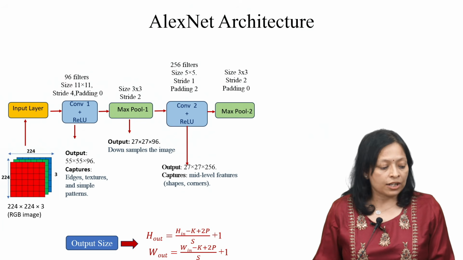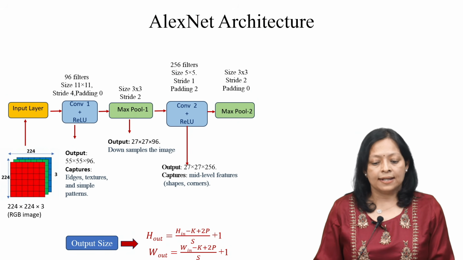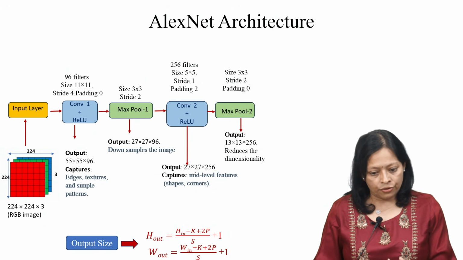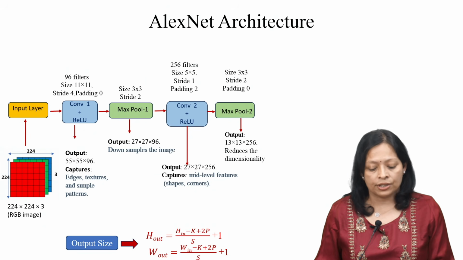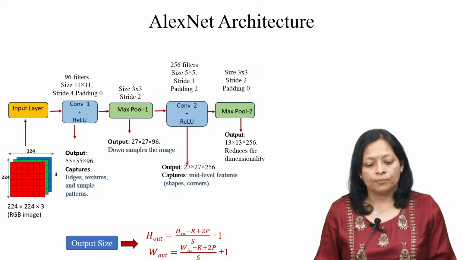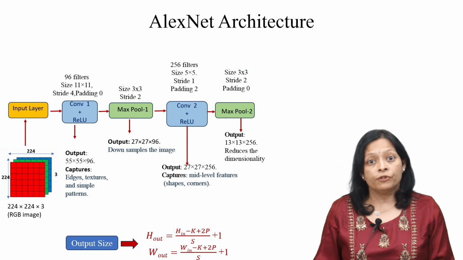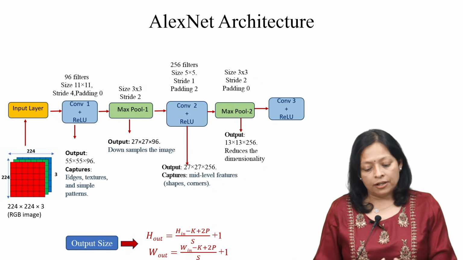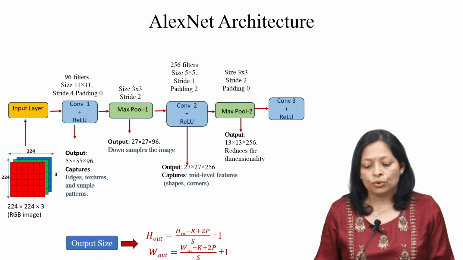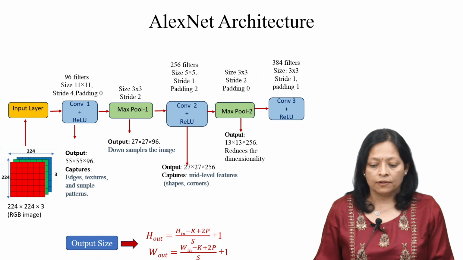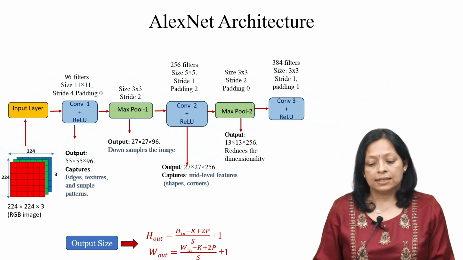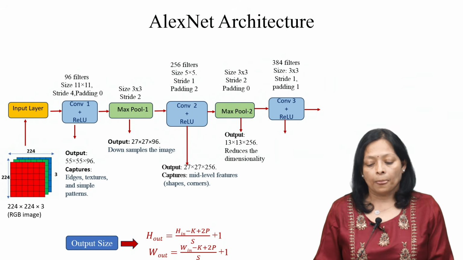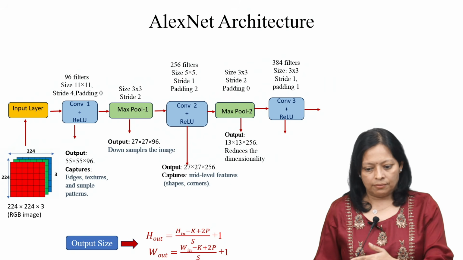This output goes to maxpool2, once again size 3 cross 3, stride 2, padding 0, and it reduces the spatial dimensions to 13 cross 13, and the number of channels is 256 because that is the number of filters in the last layer. Once again it reduces the dimensionality. Then we go to conv3, which also has ReLU activation. Conv3 has 384 filters of size 3 cross 3, stride 1 and padding 1. We'll come to the output a little later.